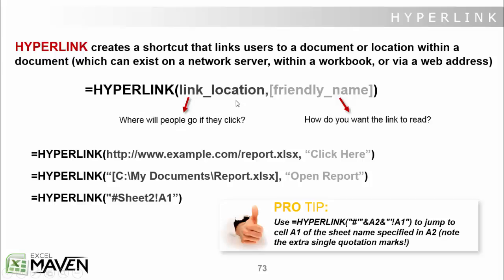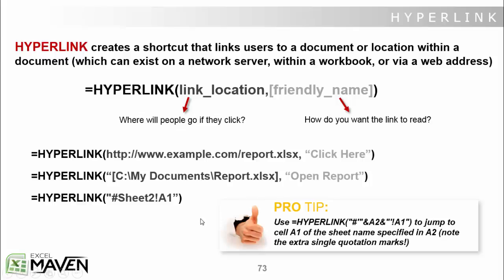So syntax-wise, really, really simple function. You just input your link location, which is where people will go if they click, and then you have the option to add a friendly name, which is how you want the link to read. By default, the link will read exactly as the location, but you can give it a label if you want to customize it a bit. So three examples here. In one case, you can hyperlink to a web address or URL that drives to a certain document. You can hyperlink to a location on your machine. And then last but not least, you can link to specific sheets or locations, even specific cells within your workbooks.